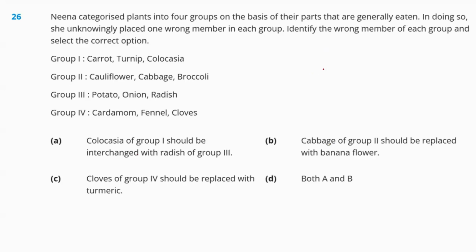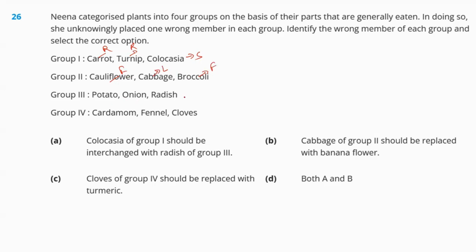Question number 26. Nina categorized plants into four groups on the basis of their parts that are generally eaten. In doing so, she unknowingly placed one wrong member in each group. Identify the wrong member of each group and select the correct option. So carrot, turnip, these are root. Colocasia is stem. Cauliflower, cabbage, broccoli. Cauliflower is flower, cabbage is leaf, broccoli is flower.